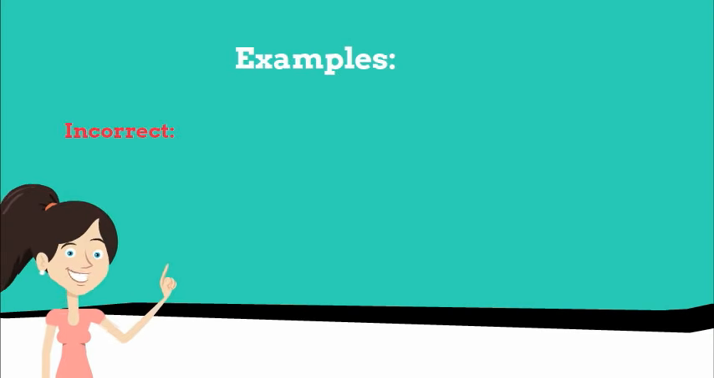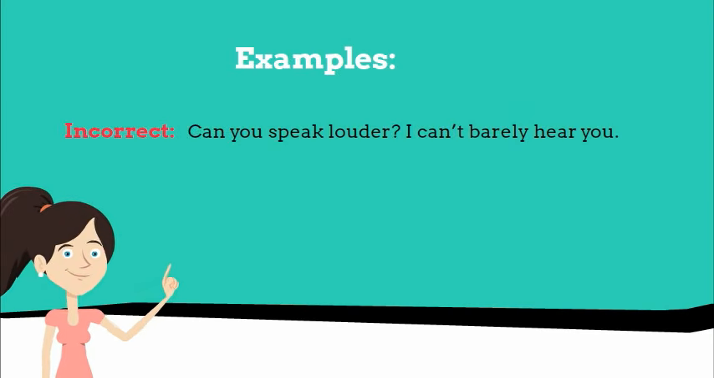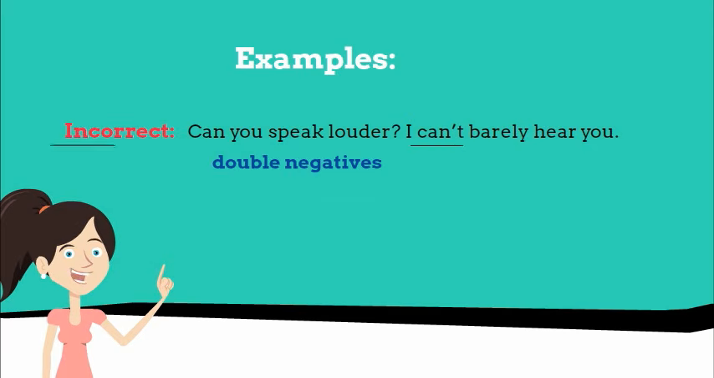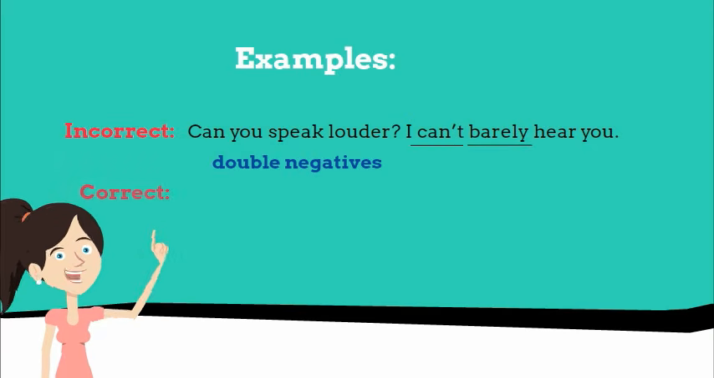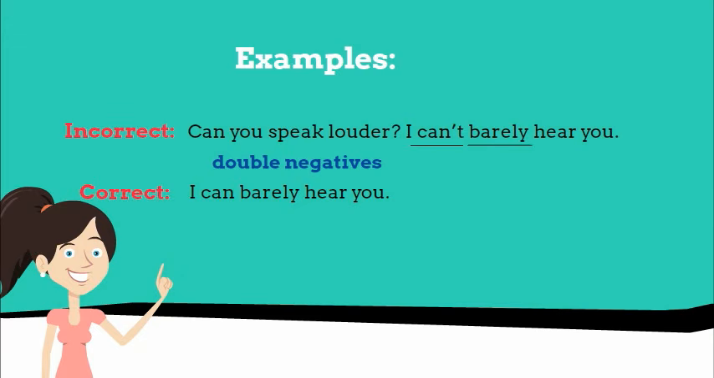Here's another incorrectly written sentence. Can you speak louder? I can't barely hear you. The double negatives are can't and barely. To correct the sentence, I would say, I can barely hear you, or I can't hear you.